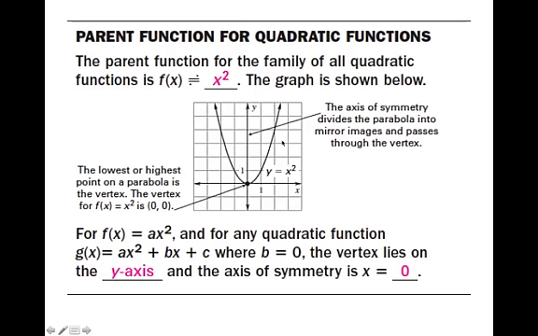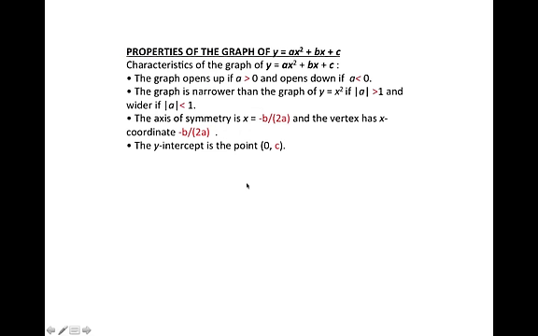And each of these points is reflected across the y-axis, so the y-axis serves as the axis of symmetry. And that is the line x equals 0. The vertex lies on that line. The vertex for y equals x squared, or f of x equals x squared, is 0, 0. It is at the origin. And so that is our parent function.